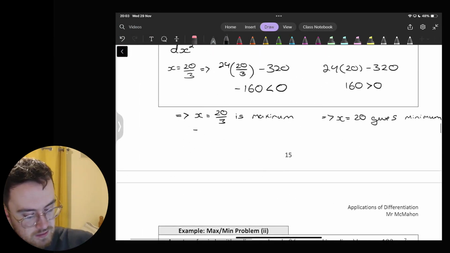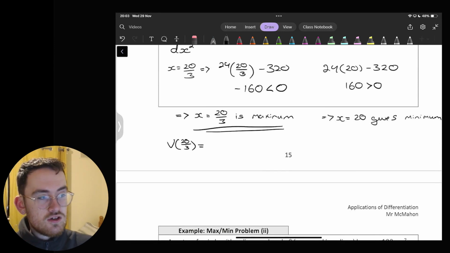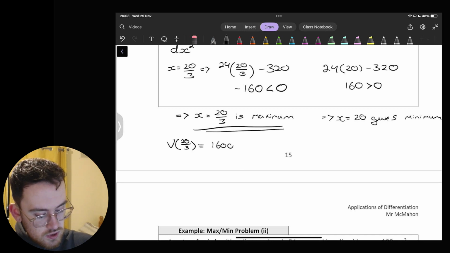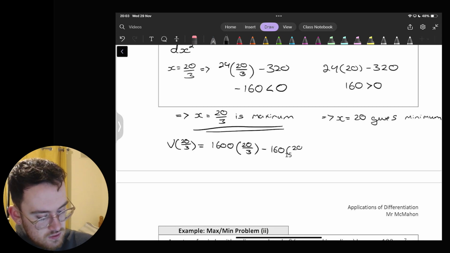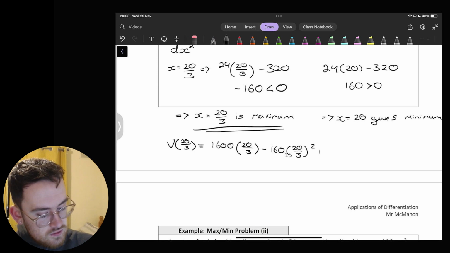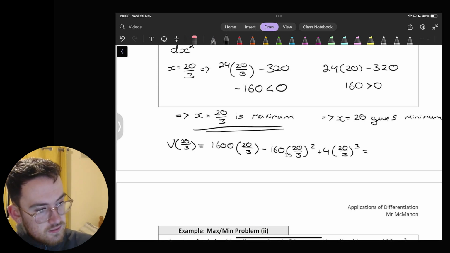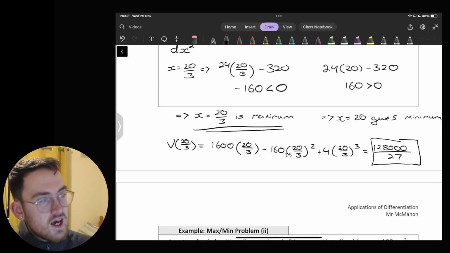So I'm going to be taking my maximum over here. I'm going to find my volume at that value of x. So subbing back into my original equation here, the 1600 times 20 over 3 minus 160 times 20 over 3 squared plus 4 times 20 over 3 cubed. That's going to give me an answer of 128,000 over 27.